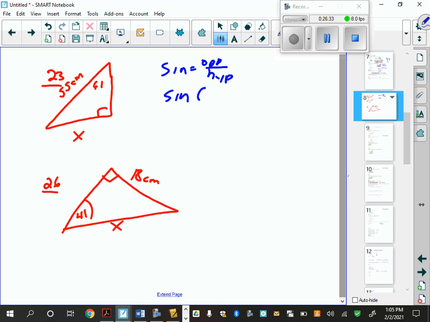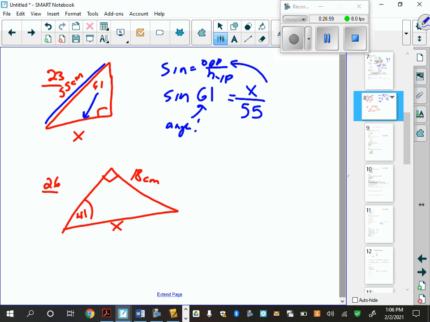Sine 61 is perfect. Why? Because it's the angle. You have to put the angle here, please, to get anywhere. Put sine 61, you're on your way. The arrow points to the opposite side, which is in the numerator. Hypotenuse is the longest side, the side across from the right angle.